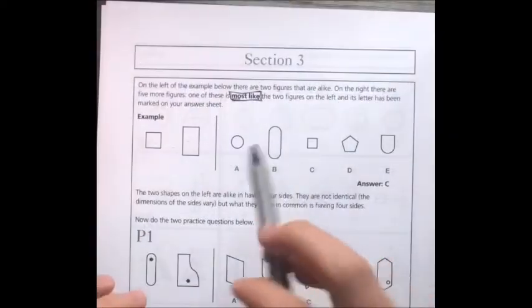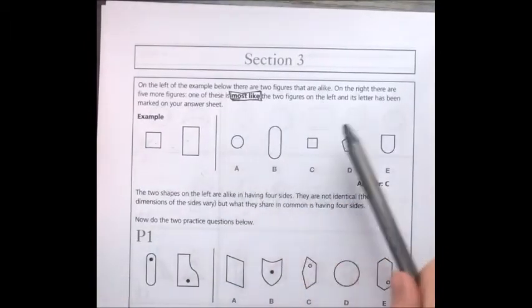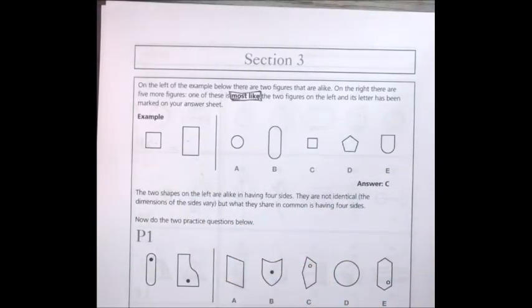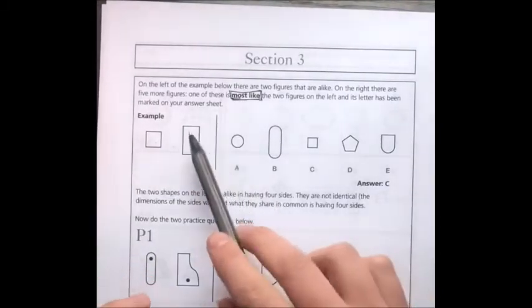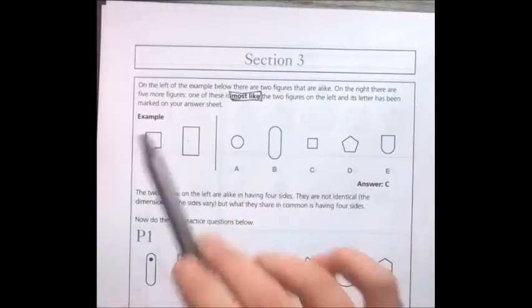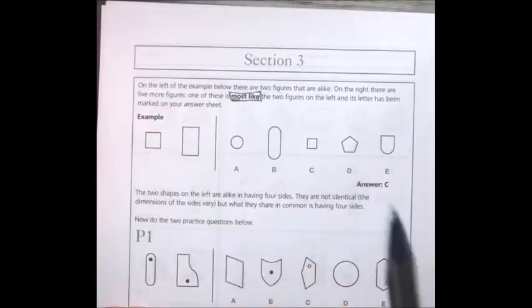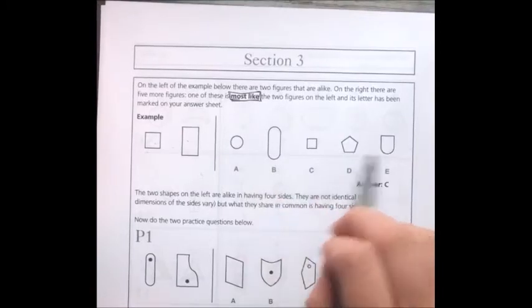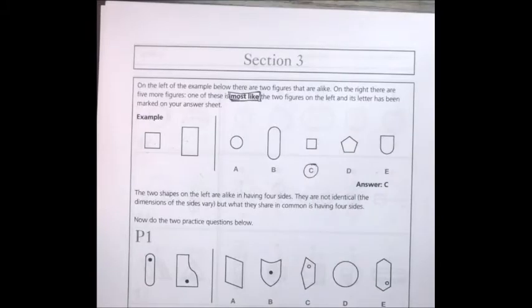Okay. In section 3, you're presented with two shapes on the left. Now it's up to you to decide which shape on the right is most like these two on the left. So you need to decide how these two are alike, what makes them part of the same family, and then which one of these would be included in the family. Okay, so these two are alike in having four sides. Therefore, we expect any more family members to be four-sided, and therefore the only option of four-sided shape is C. Therefore the answer is C.